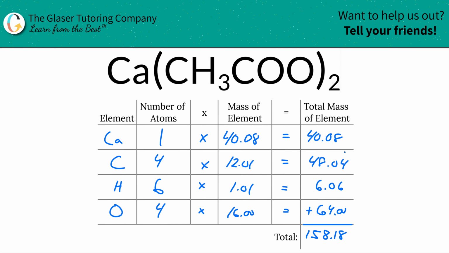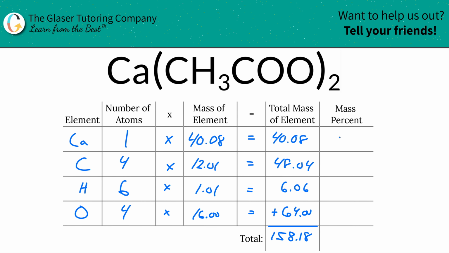All right. Now that we found the total mass of the compound, what I'm going to do for you is add another column. Make it nice and simple, and it's just one more calculation. Bam. So now all we're going to do is take the total mass of that particular element. So for calcium here, the total mass was 40.08. And we're going to divide it by the total mass of the entire compound.